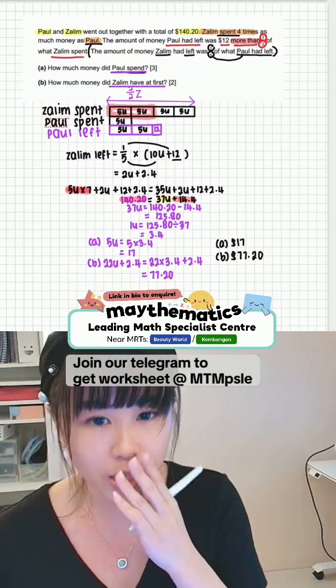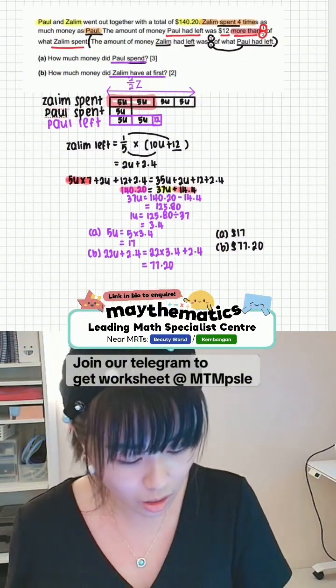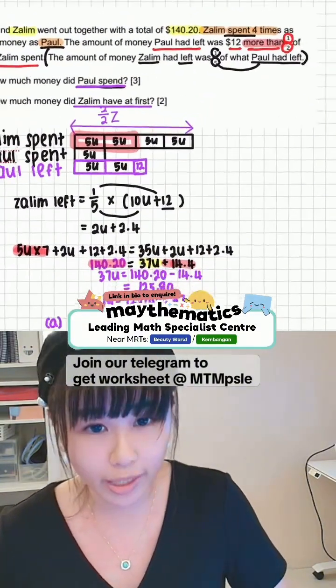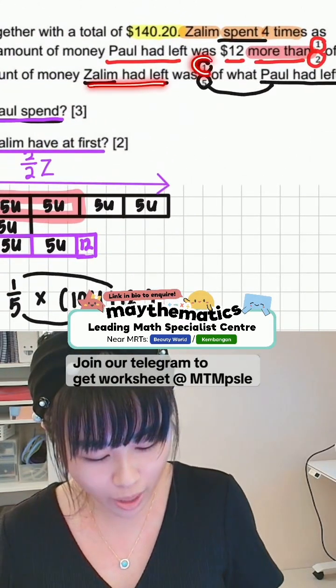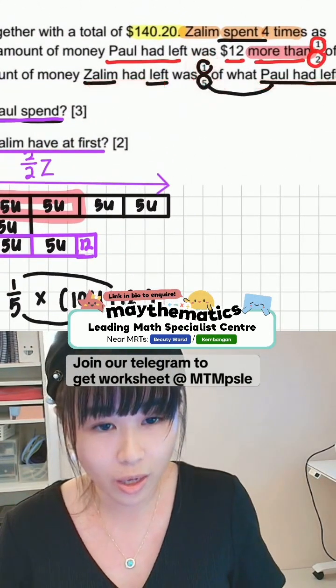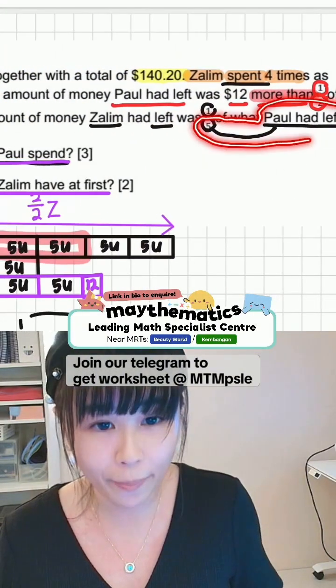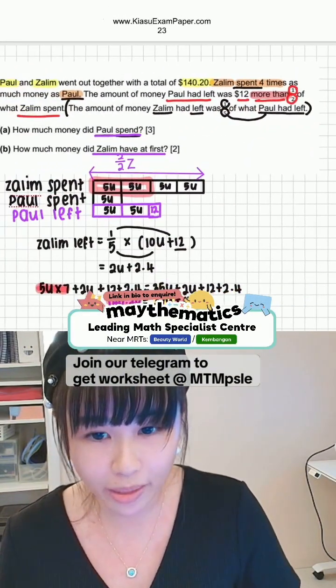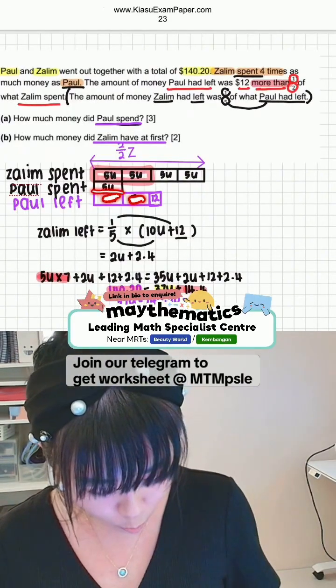Okay, so just now some of you asked me why that one became 5 units. I'll explain again. Because if I zoom into the question, whatever Zalim left was 1/5 of what Paul had left. So that means Paul's left should be 5 parts. But if you didn't put 5 units here, this is 1 unit and a 12.